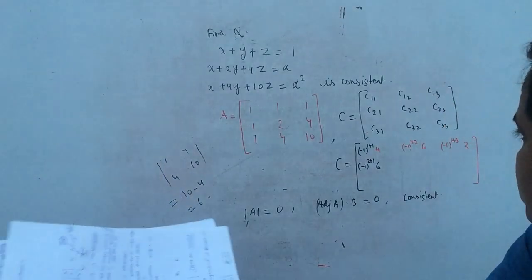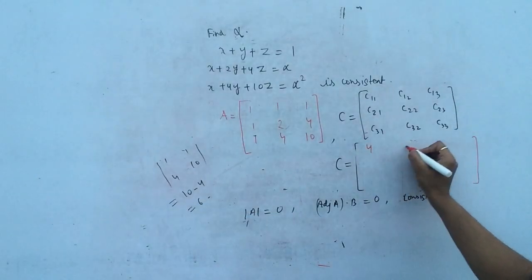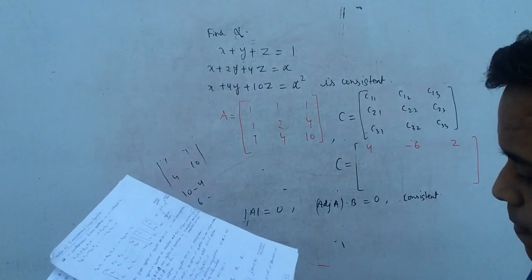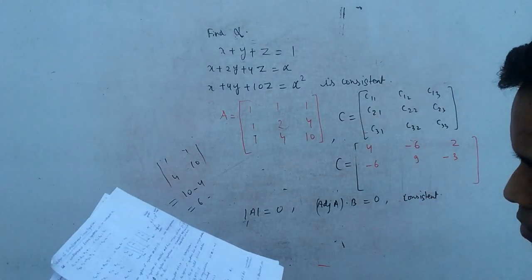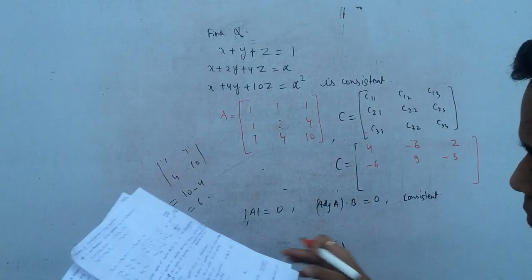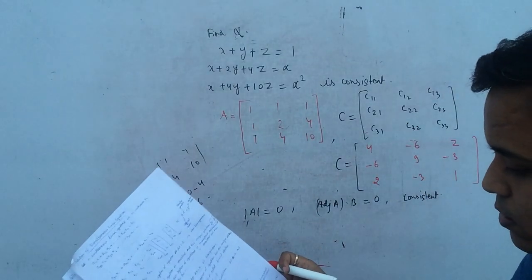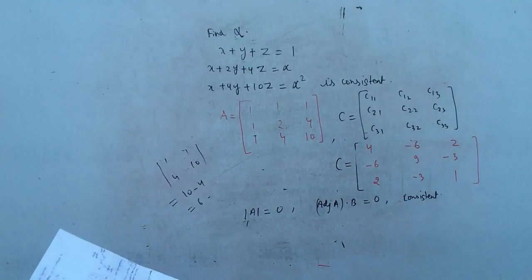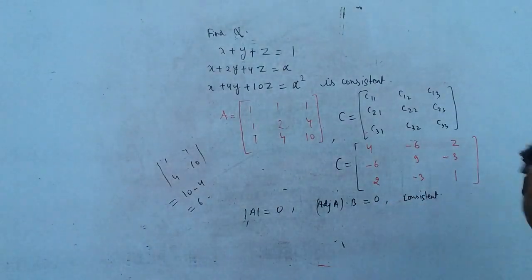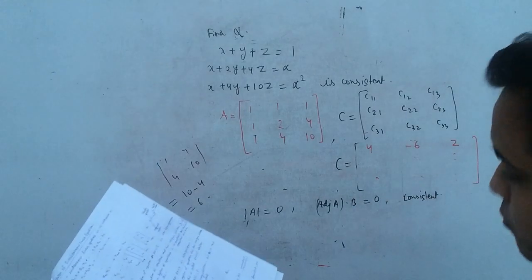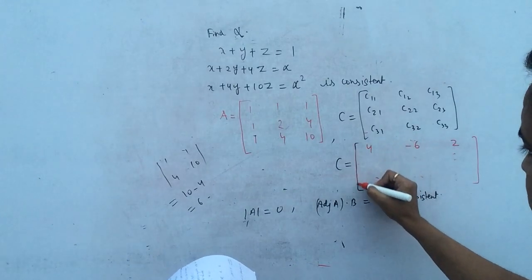4, minus 6, 2. Okay, I am writing here: 4, minus 6, 2; minus 6, 9, minus 3; and 2, minus 3, 1. Sorry, no, it is not the cofactor. It is actually the adjoint I have written here.